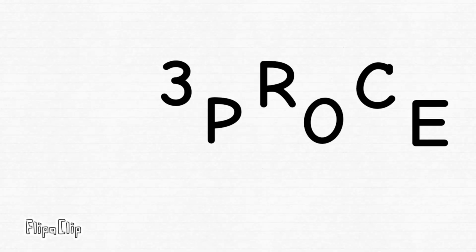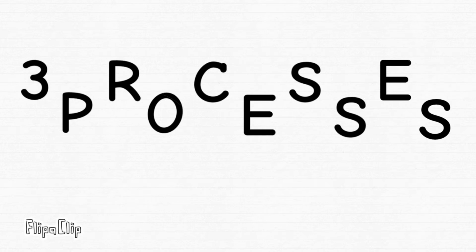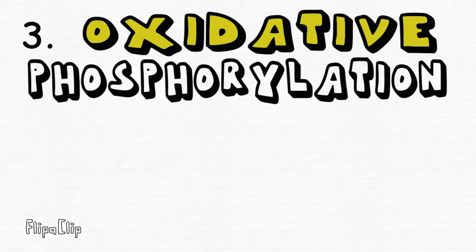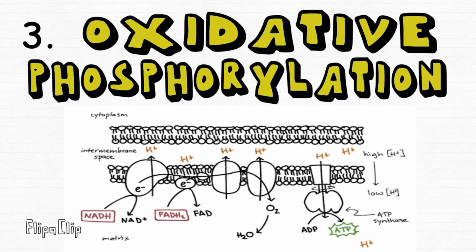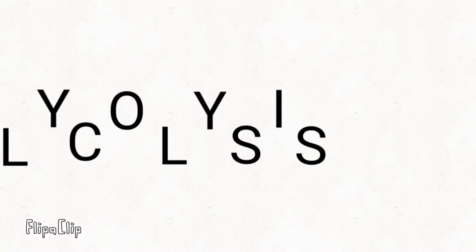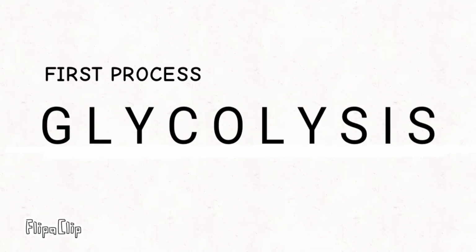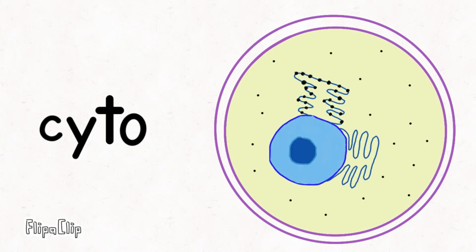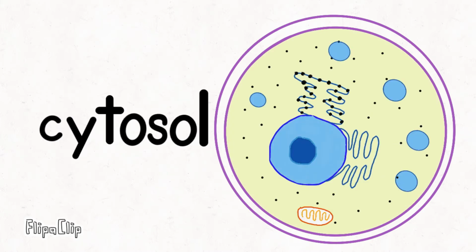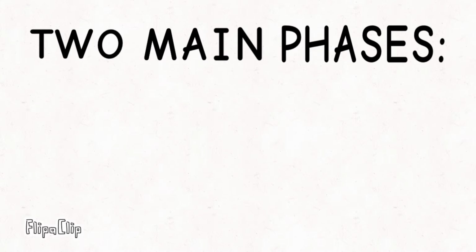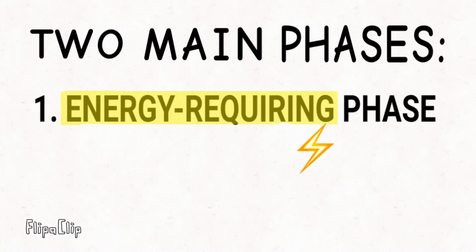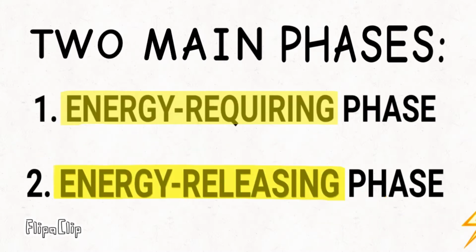The three processes of cell respiration are the following. First, glycolysis. Second, Krebs cycle. Third, oxidative phosphorylation. So glycolysis, the first process, takes place in the cytosol of a cell, and it can be broken down into two main phases, which are the energy-requiring phase and the energy-releasing phase.